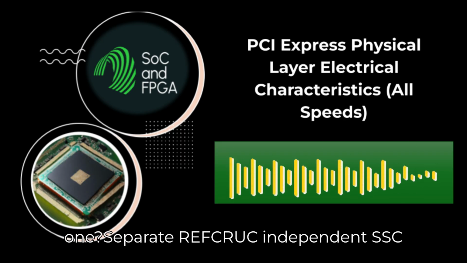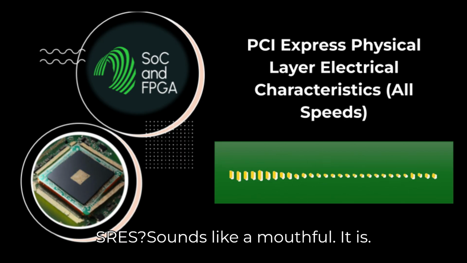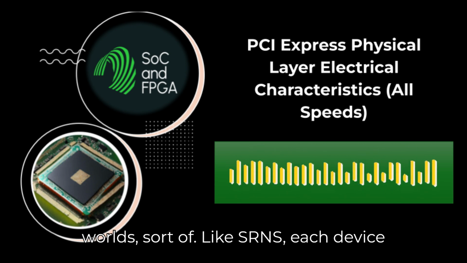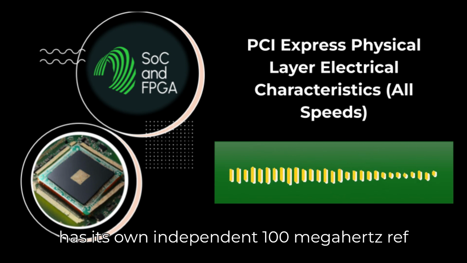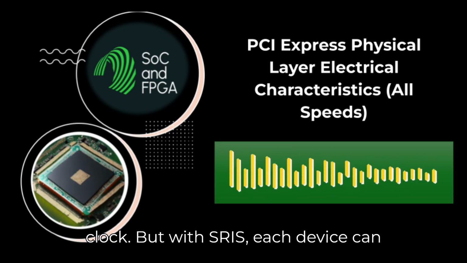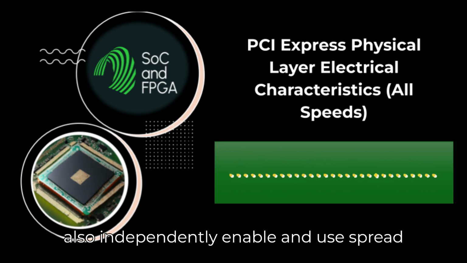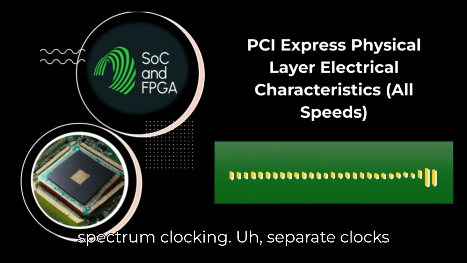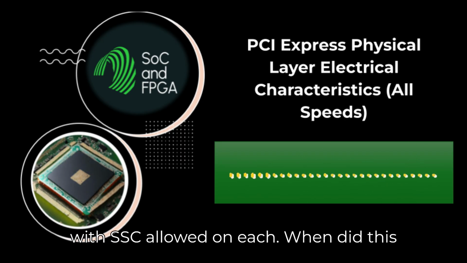What about the third one? Separate ref clock, independent SSC, SRIS. Sounds like a mouthful. It is. SRIS tries to get the best of both worlds, sort of. Like SRNS, each device has its own independent 100 megahertz ref clock. But with SRIS, each device can also independently enable and use spread spectrum clocking. Ah, separate clocks with SSC allowed on each.